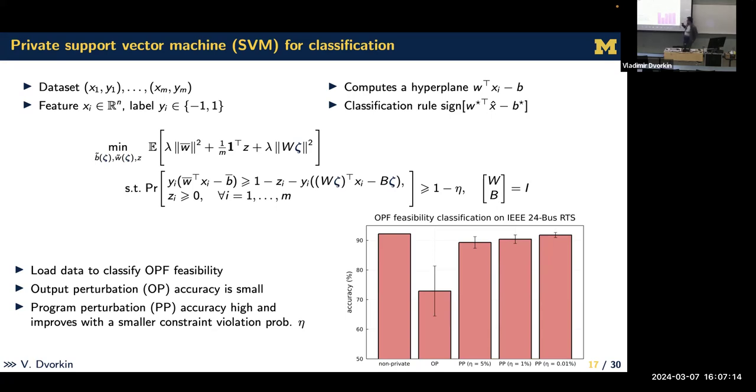But the beauty of the chance constraint solution is that, okay, let's fix eta to 5. So we will allow constraint violation only in 5% of cases. What we can see is that it significantly improved the classification accuracy, has some standard deviation, but it's not as high as a non-private classifier. But when we reduce eta, we see the trend that we significantly improve accuracy, and eventually we can almost match the accuracy of the non-private classifier with some small standard deviation and provide privacy at the same time, right?